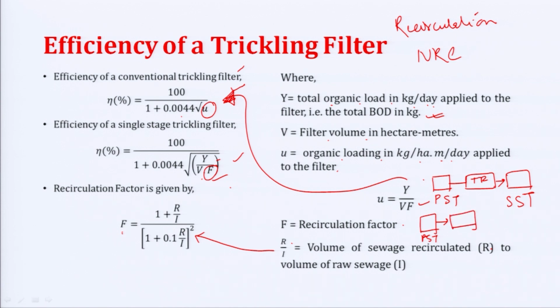In the case of a high rate trickling filter, we have a primary sedimentation tank followed by a trickling filter, or a series of trickling filters, whatever you want, and a secondary sedimentation tank. This is a single stage trickling filter.